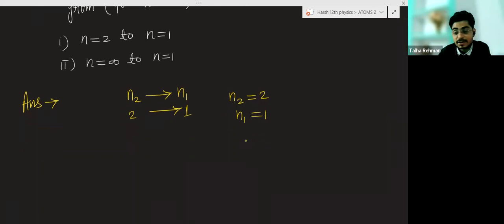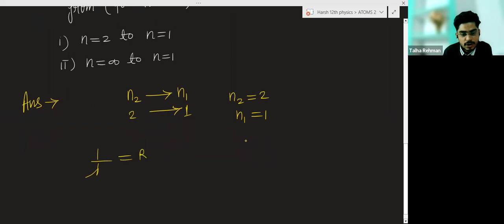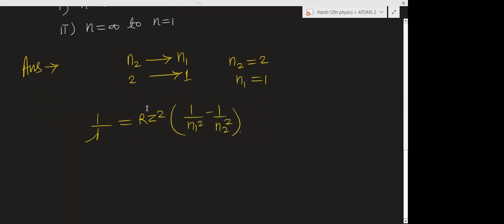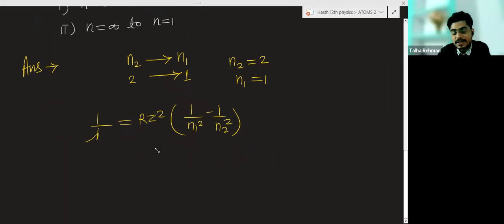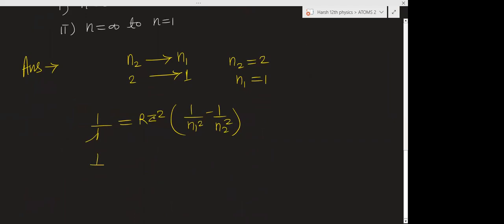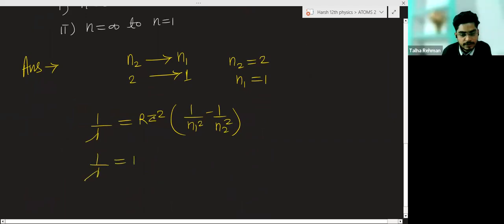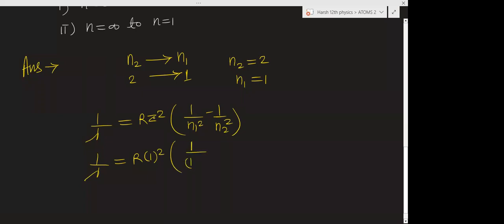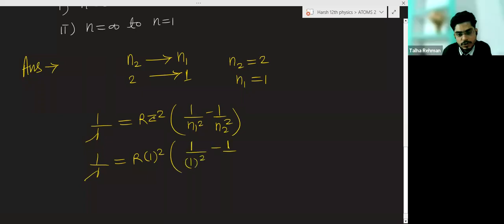Now they are asking the wavelength, and how will you find the wavelength? 1 upon lambda is equal to R into Z square, 1 upon n1 square minus 1 upon n2 square. Now, what will be the value of Z? Z is the atomic number, and the hydrogen atomic number is one. So 1 upon lambda is equal to R into 1 square, 1 upon 1 square minus 1 upon 2 square.